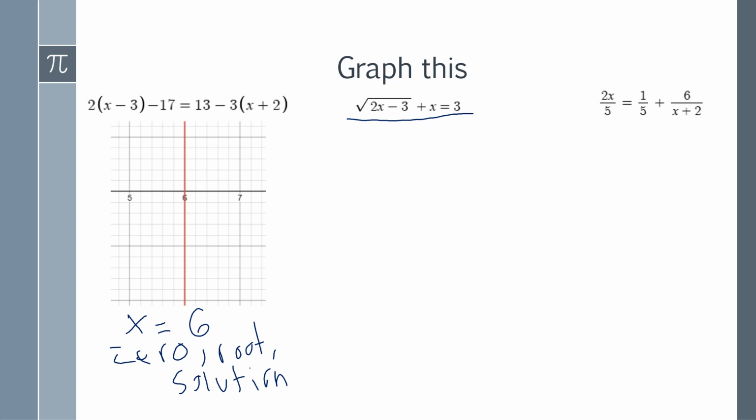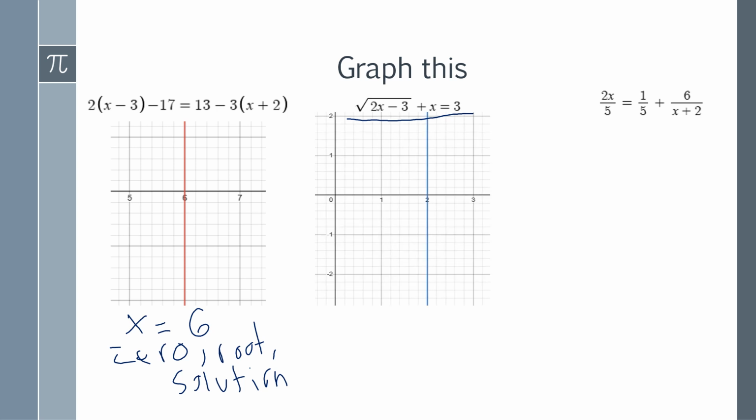Alright, so let's type in the second one. Now again, be careful how you do it, because it's easy to get it wrong. Type it exactly as you see it. So the second one should look like this. You should have gotten x equals 2. Again, x equals 2 is your answer to the equation. It's the 0, it's the root.